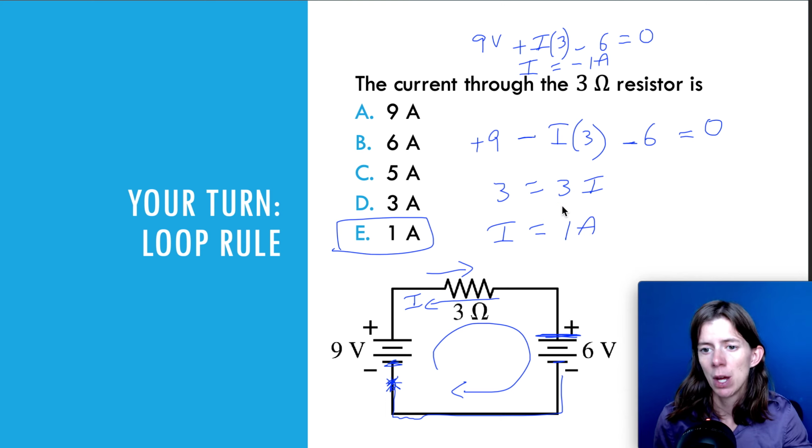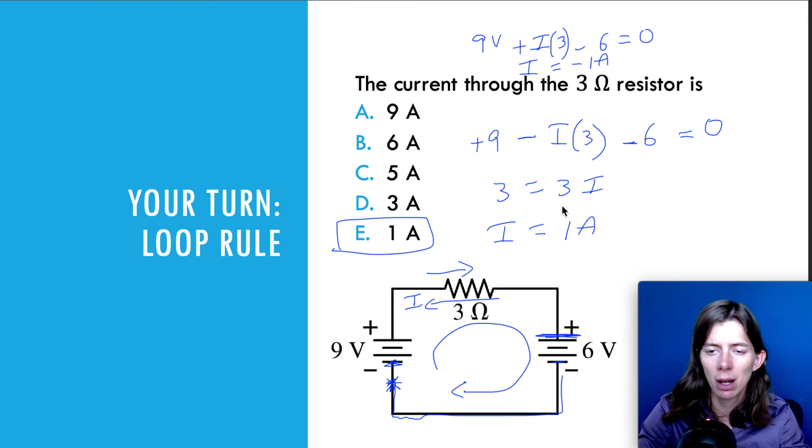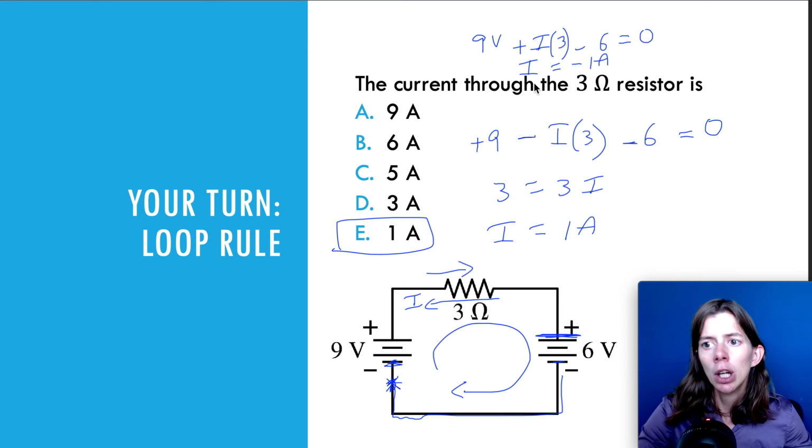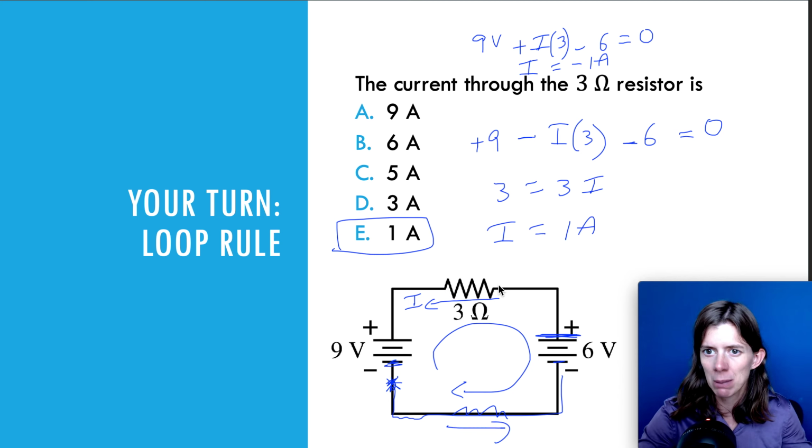So the trick, and we'll do a lot more of this in the next video, is that it doesn't matter which way you label the current as long as you're consistent. If there was another resistor over here and you said that the current was going to the left, then the current would have to go to the right here. It has to follow a continuous path. That's what I mean by being consistent with the direction of the current.